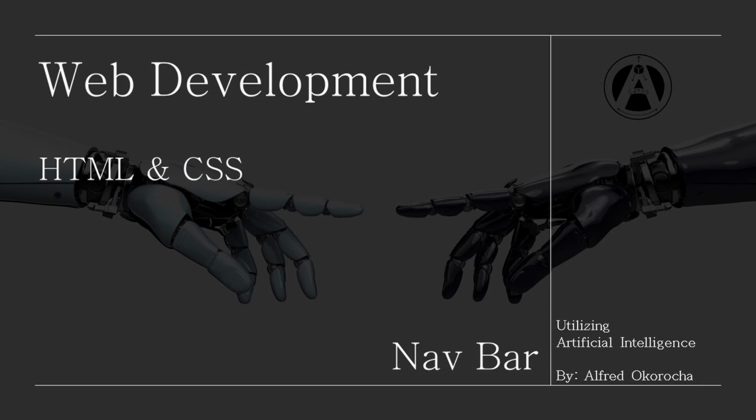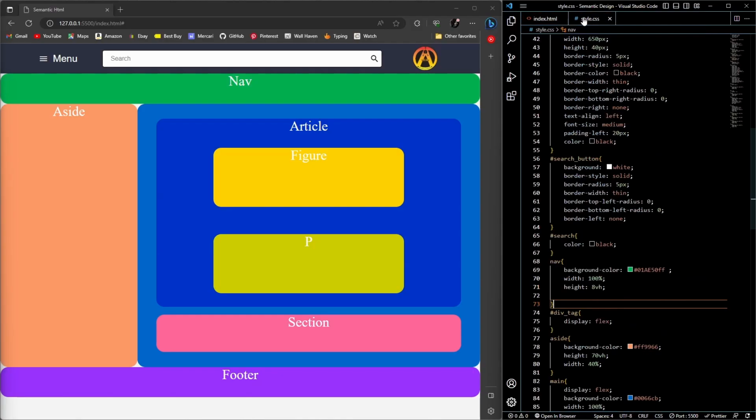In today's video we're going to be implementing the nav section of our web page. This is going to be a quick video as we just have to add in 4 elements and then place them in the right order. So first things first, we go over to the CSS file. Then we want to change the background color to be the same as the header.